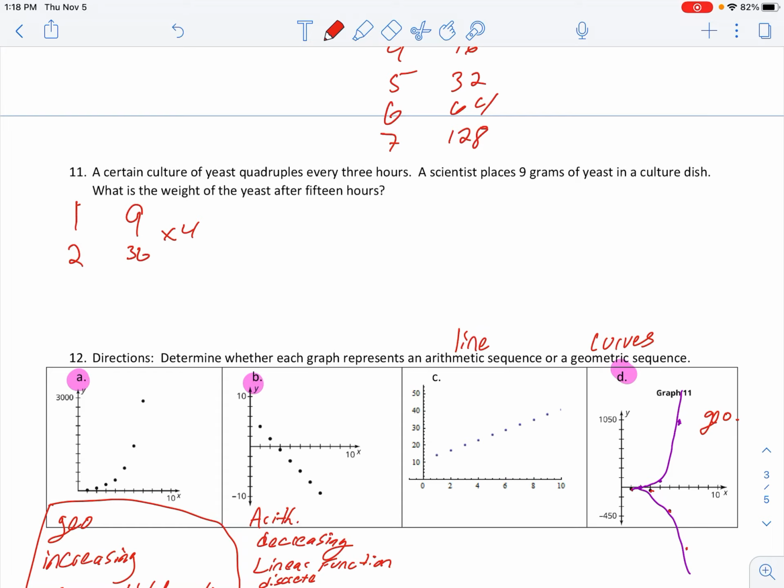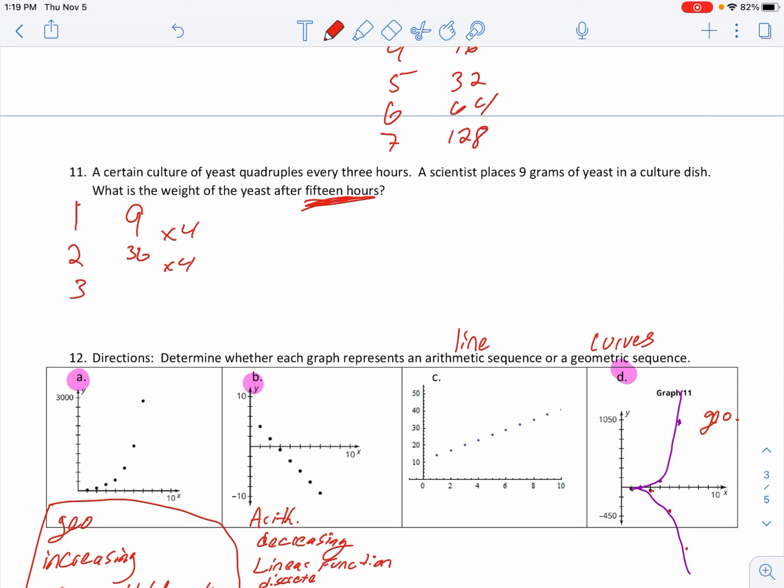And we're doing this every 3 hours. So as we do that, what we need to figure out here is we want to know in 15 hours what's going on. So what that means is it's quadrupling 5 times because it does it every 3 hours. And in 15 hours, that means there's 5 quadruples. So I can continue on this process of doing 5 of those.